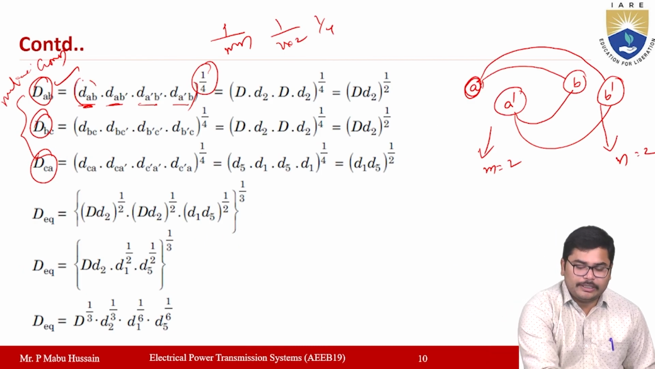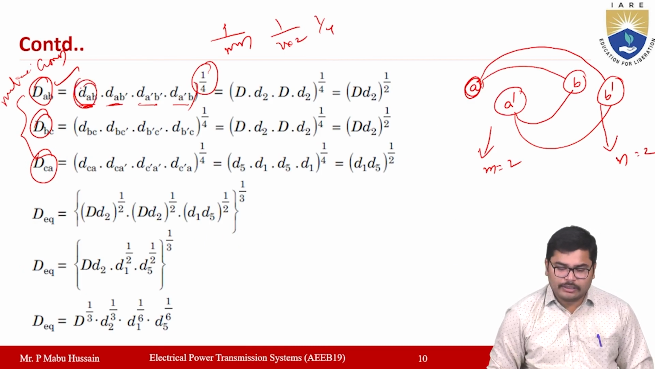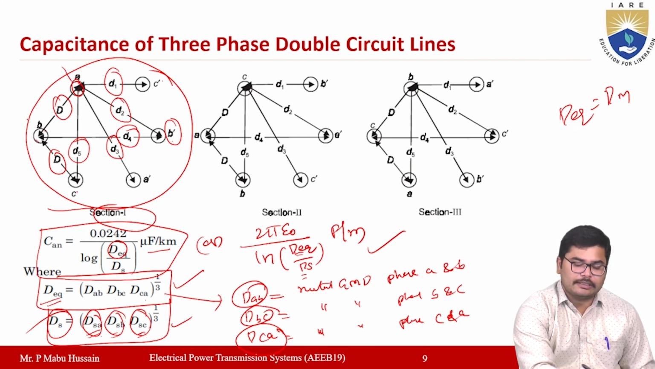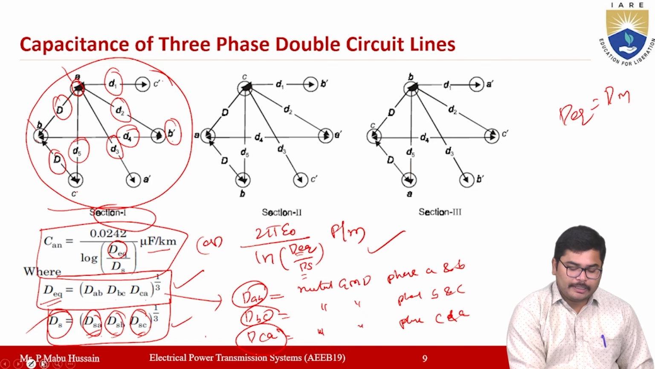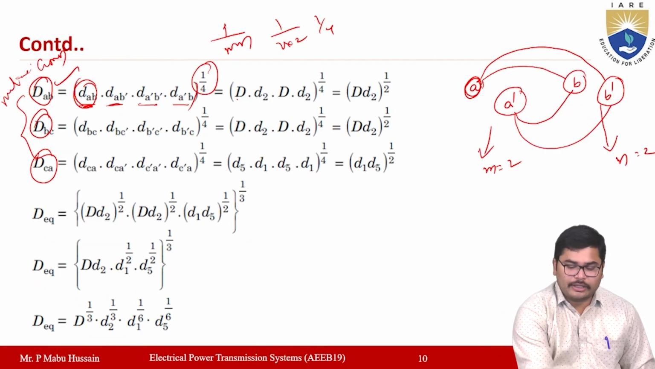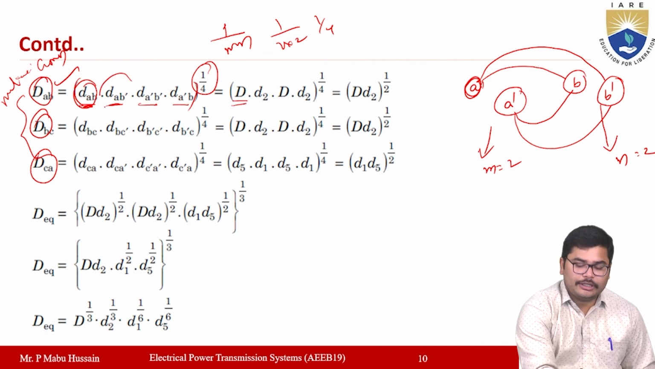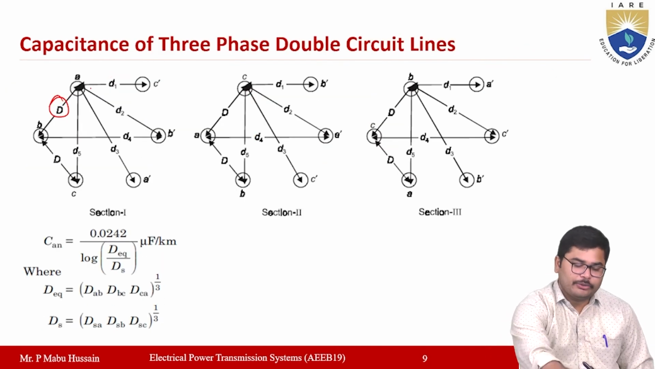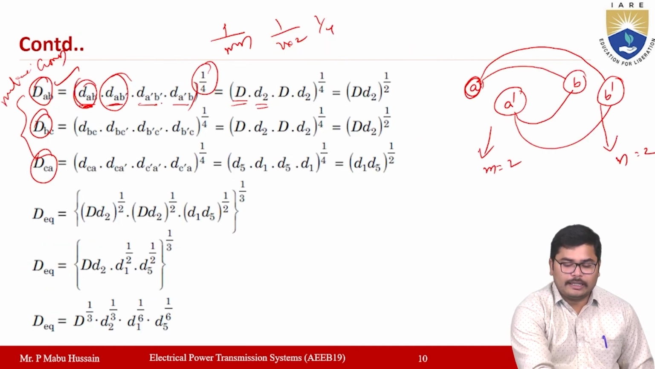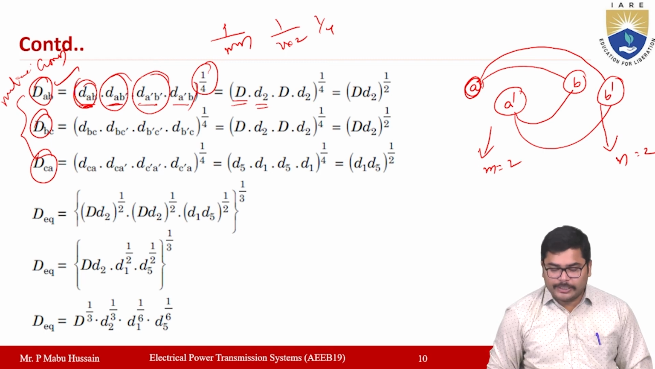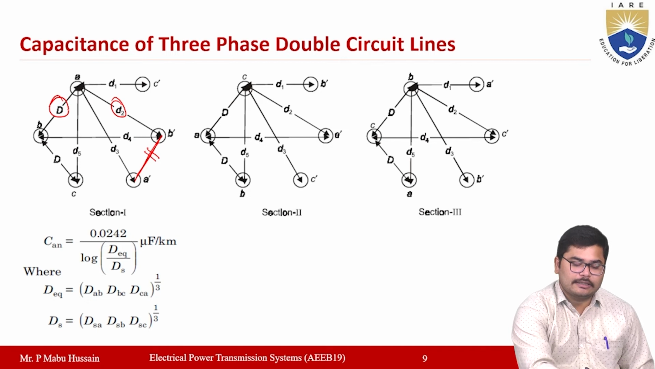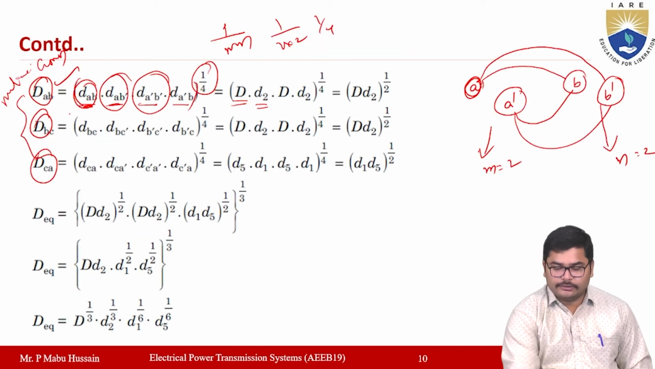So DAB, what is the distance DAB? DAB here in section 1 is capital D. So that value we are considering here. Then A to B dash, if you observe, this distance is D2. So here we have taken D2. Then A dash to B dash, this distance is the same as this distance, which is capital D again.